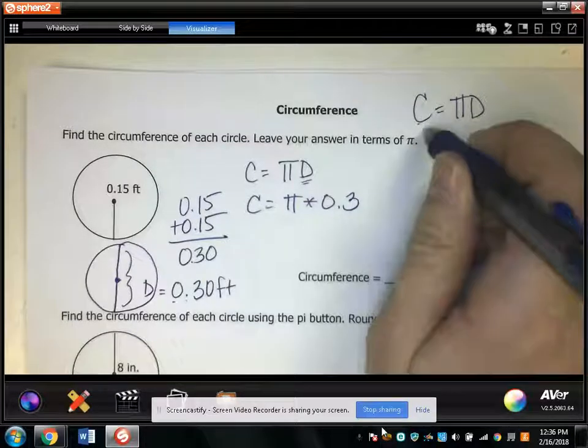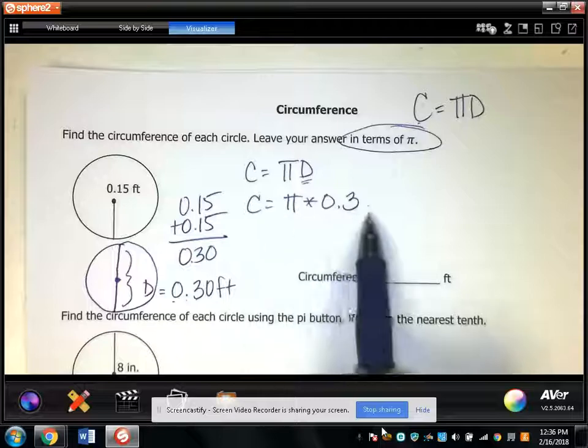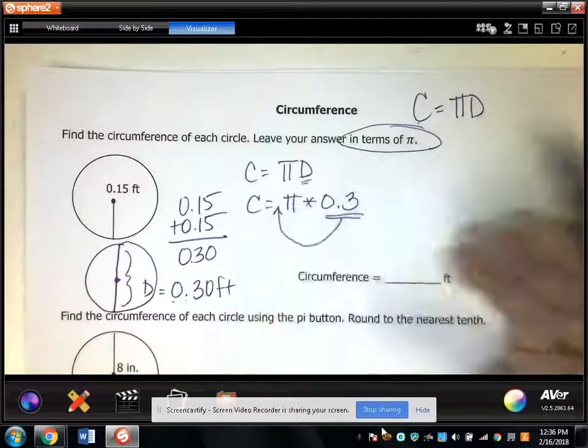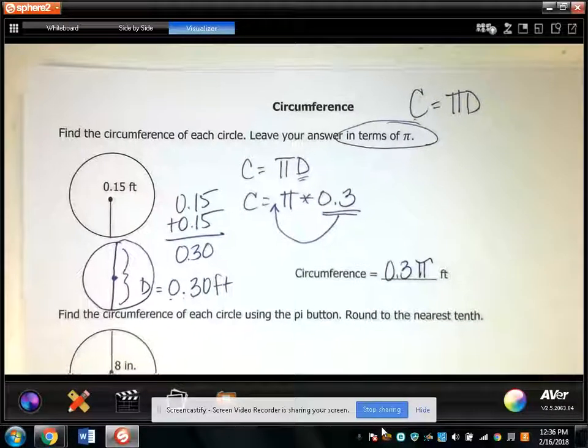Now, it says leave your answer in terms of pi, so don't plug this in your calculator. Your answer is almost done. You just need to take the number and put it in front of the pi symbol. So it's going to be 0.3 pi.